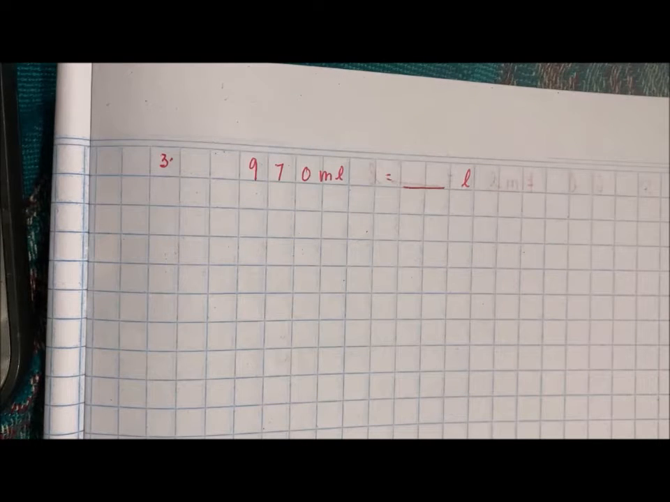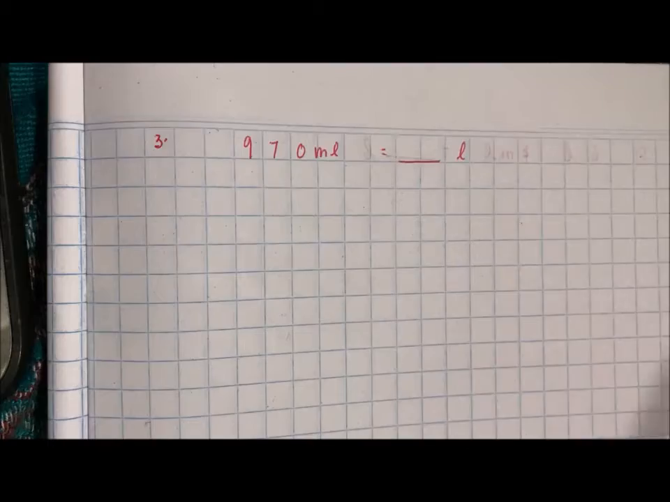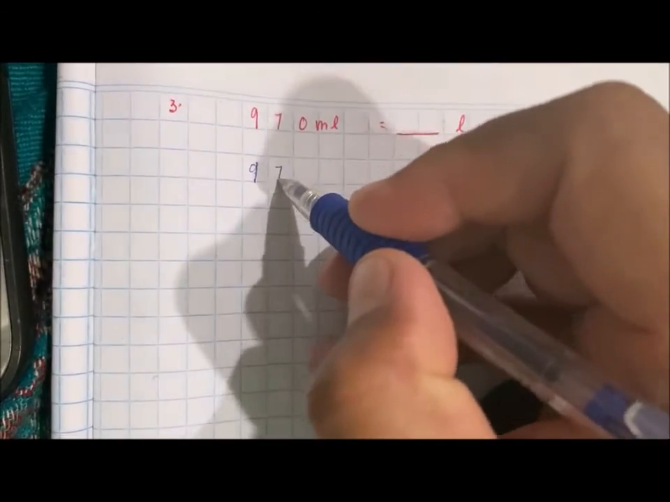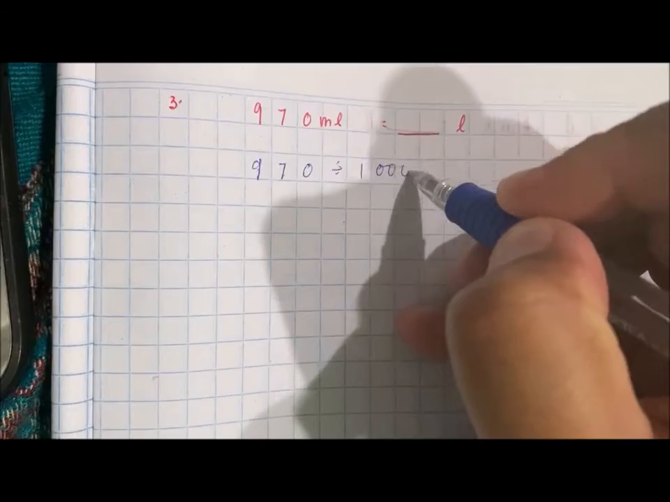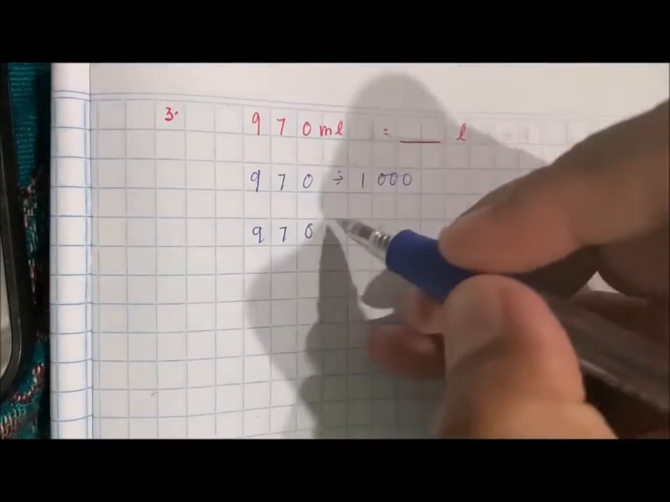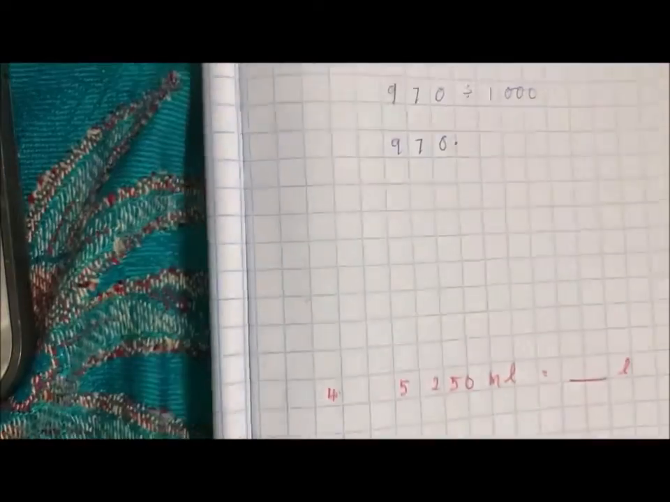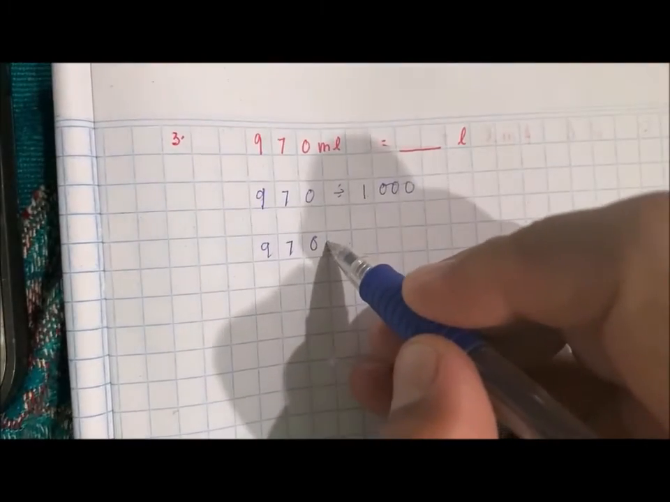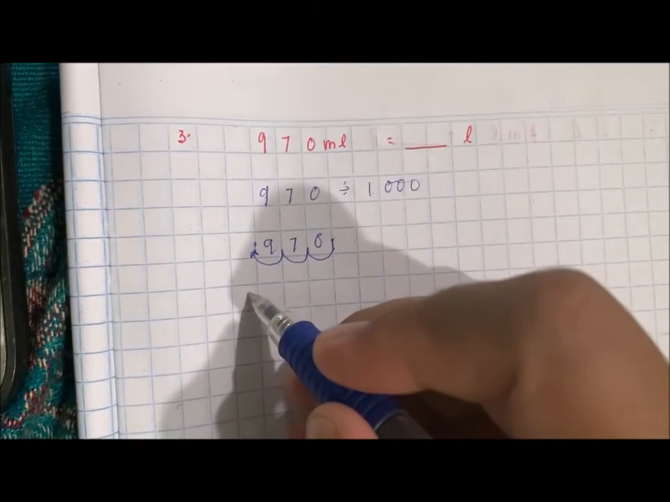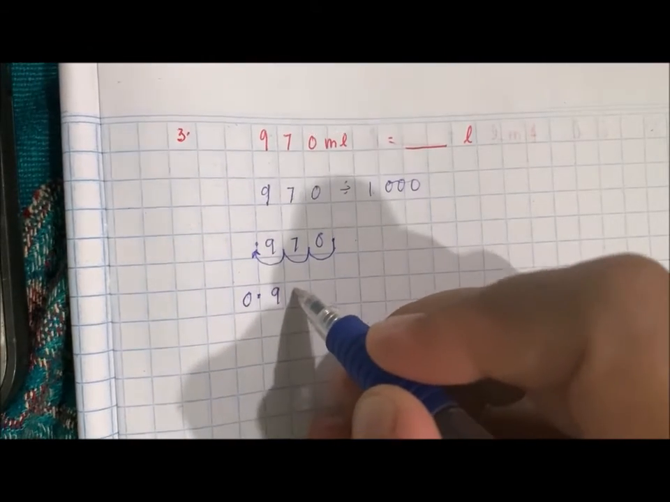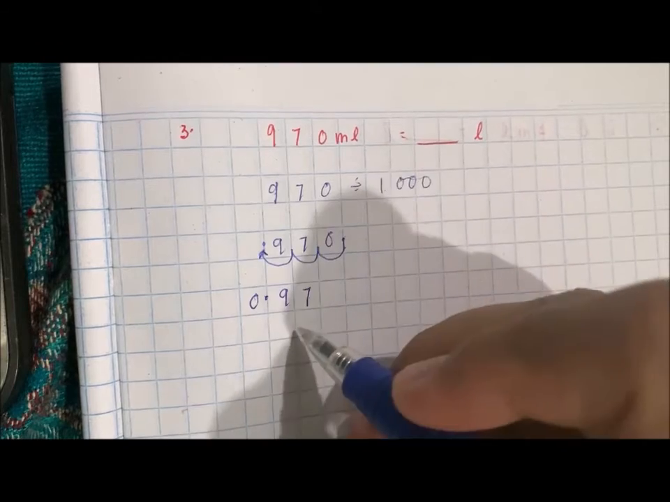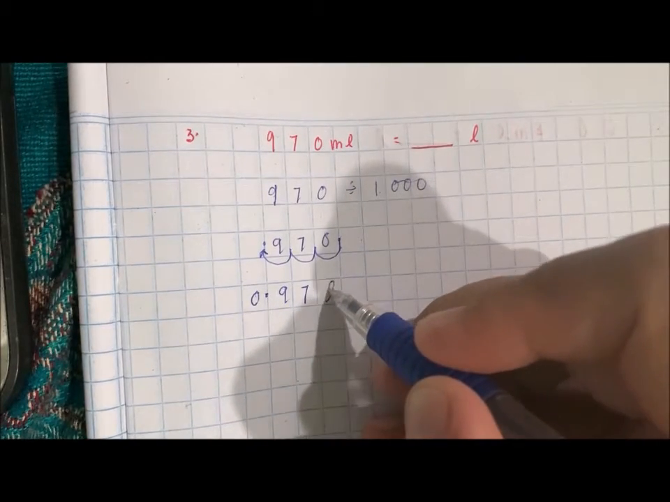970 milliliter, you need to convert to liter. Milliliter to liter, you need to divide with 1000. 970 divided with 1000. How many times you need to move the point? 3 times. What is the point? The point is at the last number. 1, 2, 3. So here you put the point: 0.970. You can put the 0 also, or if you do not put it also can. So this one is 0.97 liter.